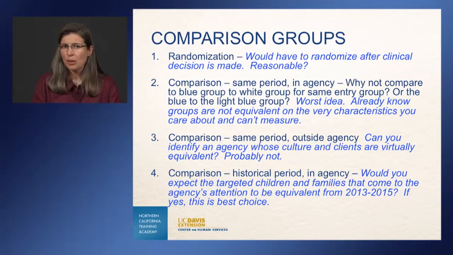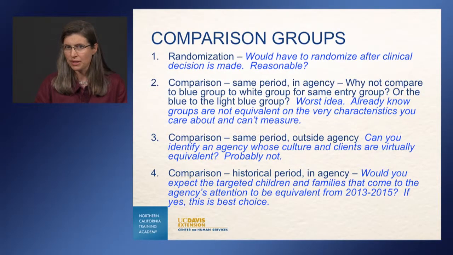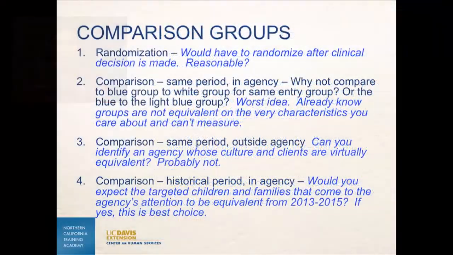So we're going to use this example to talk through the comparison group options that we presented a few moments ago. So randomization, is this a reasonable choice? Well, you would have to randomize after the clinical decision is made. Is that reasonable? Is that something that your agency can take on? Would you have enough children and families who are able to meet that clinical criteria such that you could divide them into two groups? If you can, that's the best way to control for these unmeasured differences.